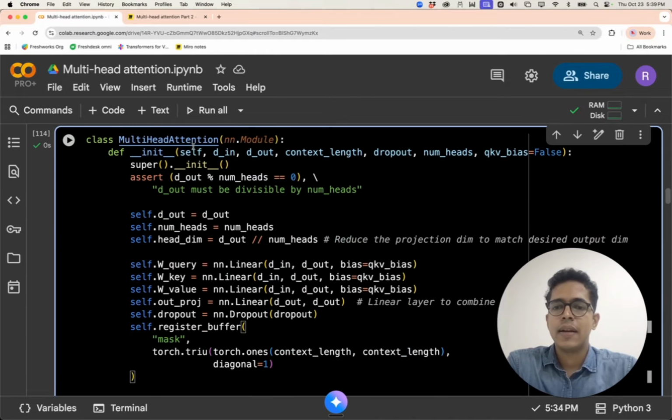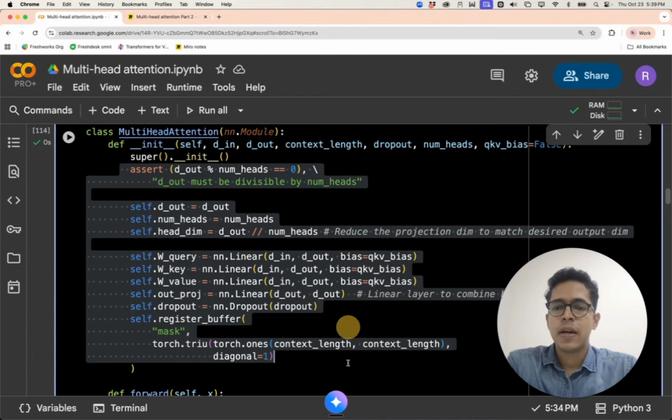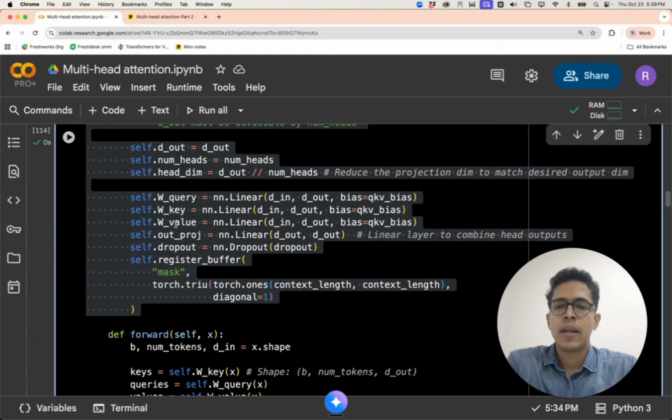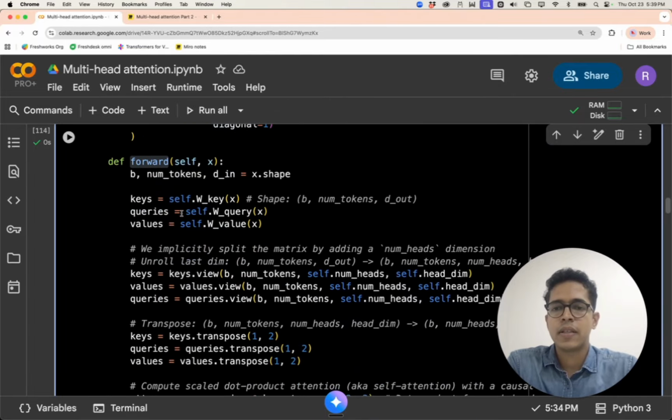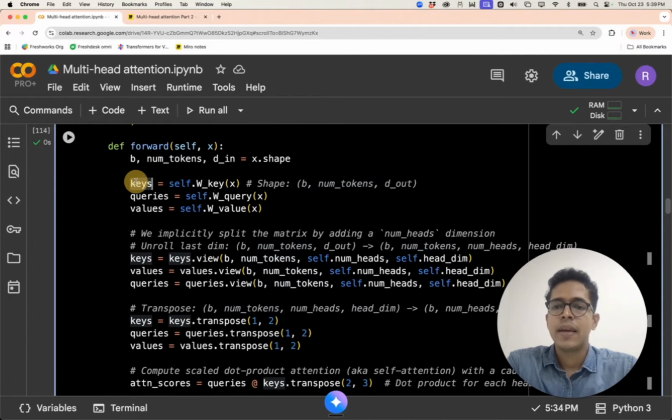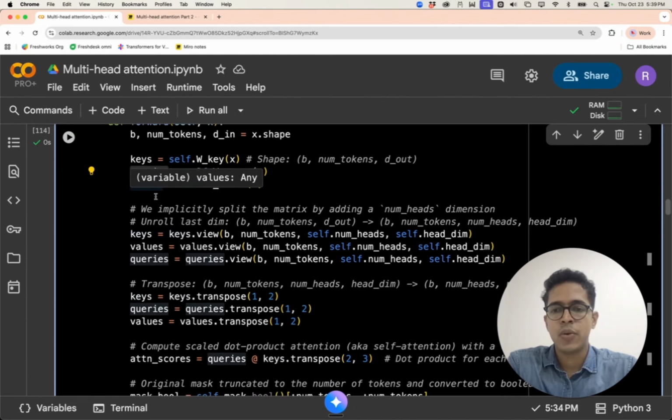So this is the multi-head attention class. And in this part, we are just initializing the query, key, value matrices, dropout, etc. But this forward function is the main thing. So B is the batch, number of tokens and input dimension. In our example, this was 1, 3, 6. Key is the product of the key weight matrix with the input. Query is the product of W query with the input, and same for values.